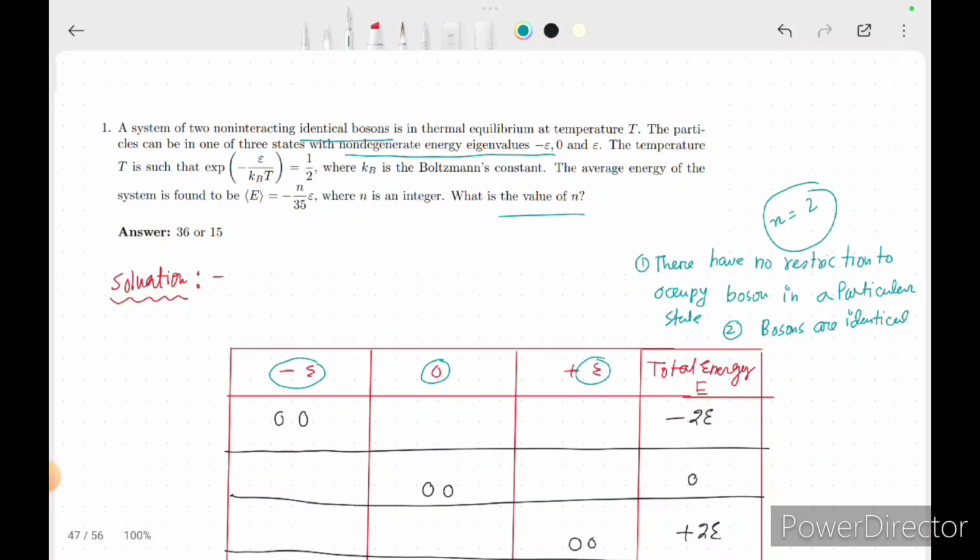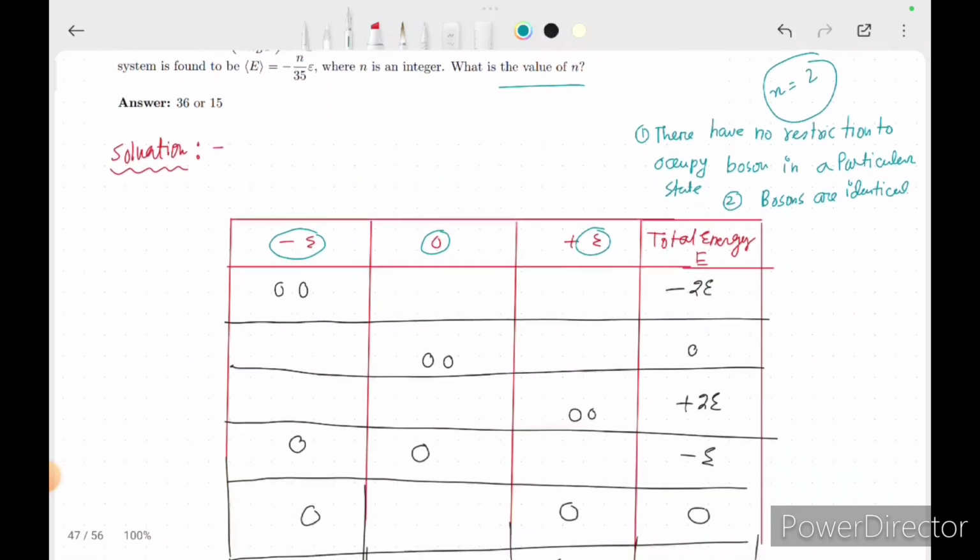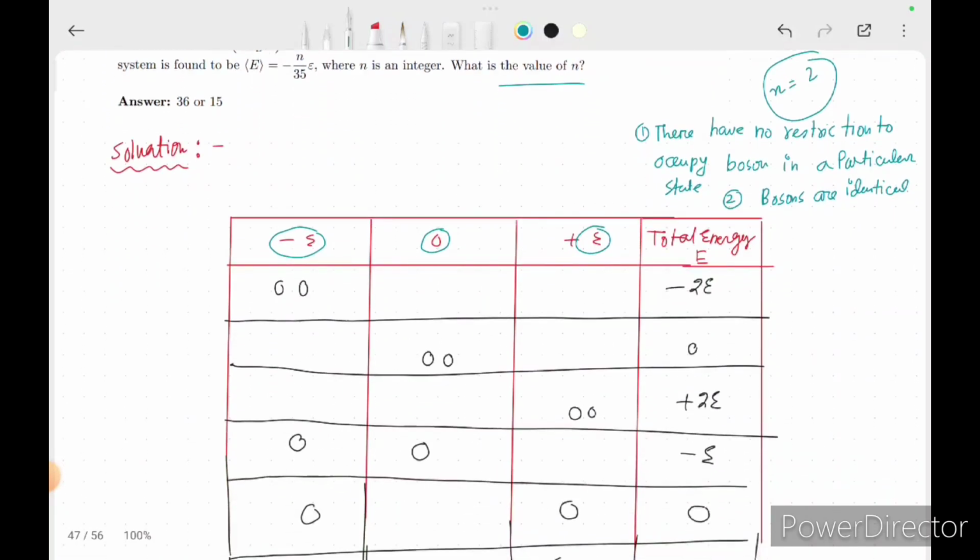Okay, these two are the properties for bosons. Now we distribute these two bosons in the proper way. This is the energy level diagram. First of all, we place two bosons in the minus epsilon state, and then the total energy is minus 2 epsilon. Then we place two bosons in the 0 energy state, then the total energy is 0. Then again we put two bosons in the plus epsilon state, then we get total energy 2 epsilon.